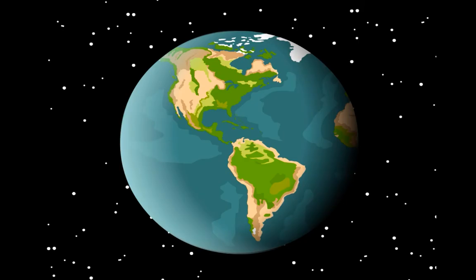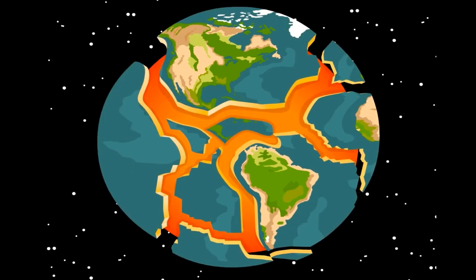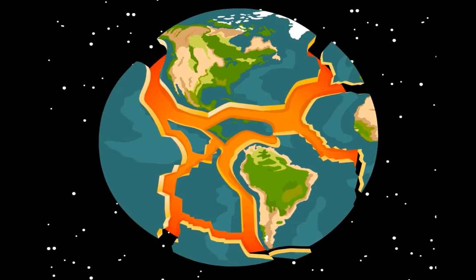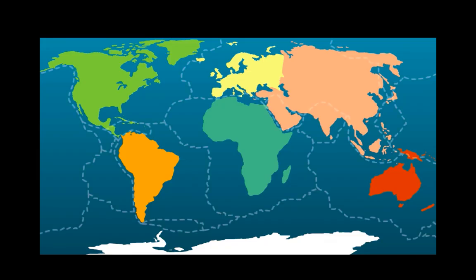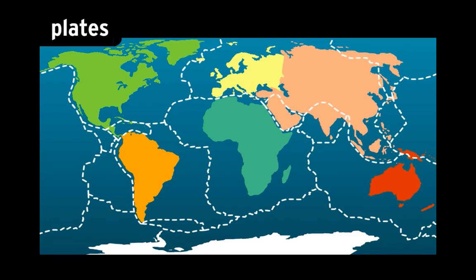Well, the lithosphere isn't like a smooth shell. It's cracked into pieces, each one a different shape, size, and thickness. We call those pieces plates. Yep, the Mid-Atlantic Ridge is the border between several plates. They're being dragged apart by forces from deep inside the planet.